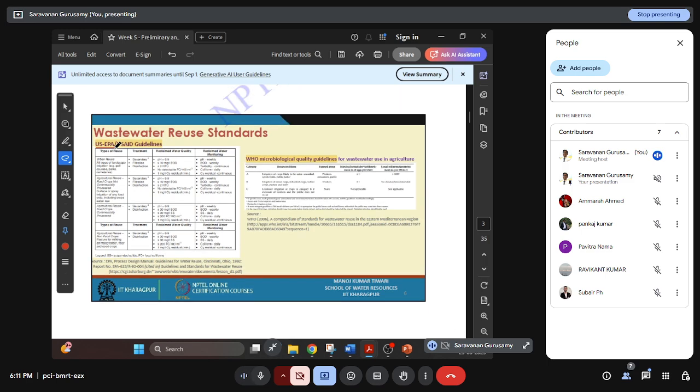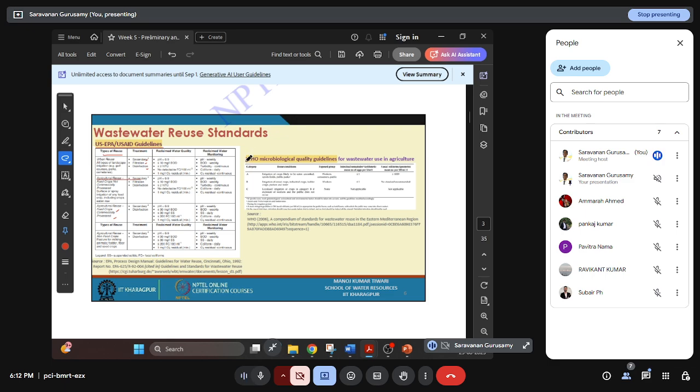Then another standard is the USEPA guidelines. They have prescribed different treatment technologies based on types of reuse. If you are going to reuse for urban purposes, you have to do secondary treatment, filtration and disinfection. If you are going to use it for agricultural reuse, you need to see what the required water quality parameters are. And if it is for commercially processed food crops, then what we need. Like that, based on different reuse options, they have prescribed different quality standards and treatment systems.